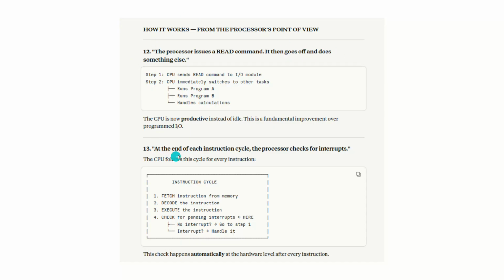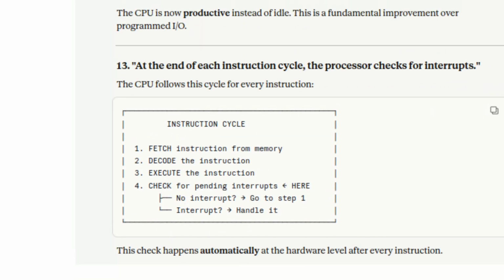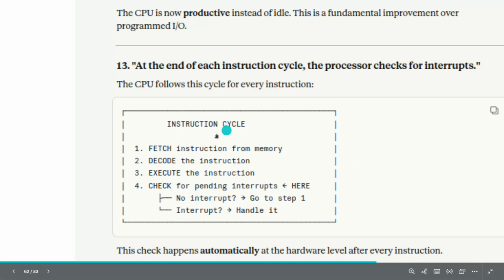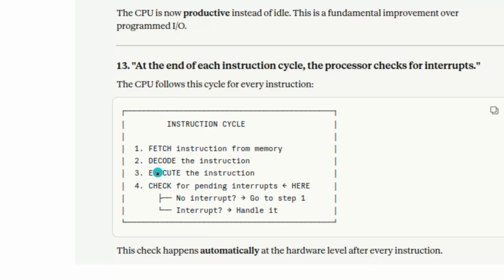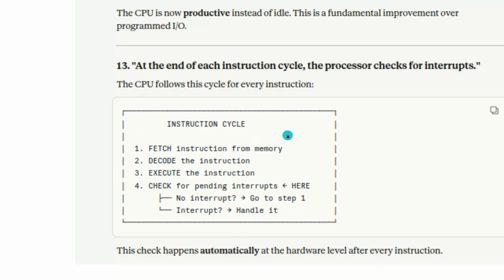After sending the command, at the end of each instruction cycle, the processor checks for an interrupt. The CPU follows this cycle for every instruction. By that time it can execute a lot of instructions. You know the instruction cycle: fetch the instruction, decode the instruction, execute the instruction. After executing, it checks for pending interrupts. If there is no pending interrupt, it goes again to fetch another instruction. If there is an interrupt, it will handle it.